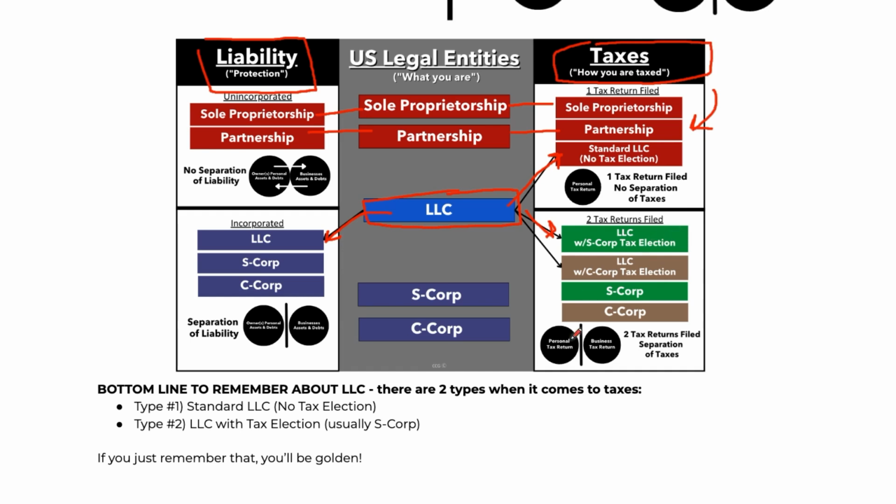Essentially, you just got to know that when it comes to taxes, with an LLC, there are two types. It's either going to be a standard LLC, in which there is no tax selection. Let me go ahead and clear that so you can see a little clearer. A standard LLC is like, I first opened my LLC, I did not do a tax selection. That is the first type. The second type is, I filed a tax selection with the IRS for my LLC to be taxed like a C Corp or an S Corp.